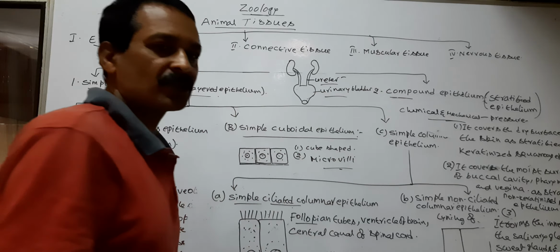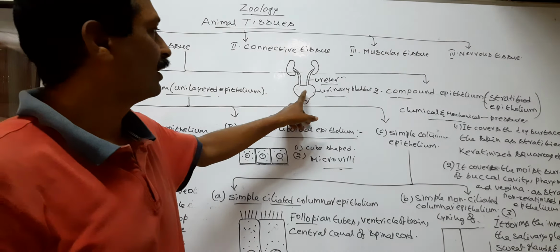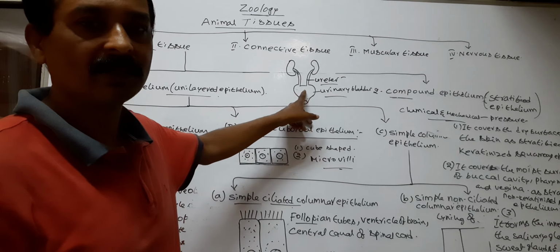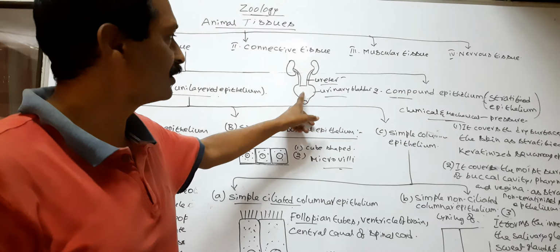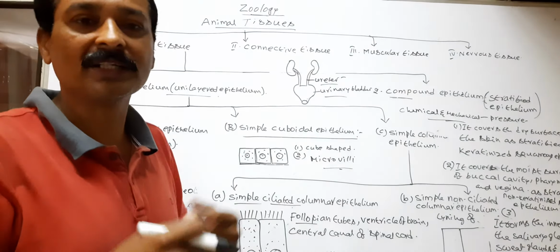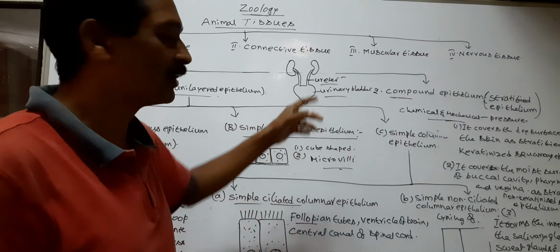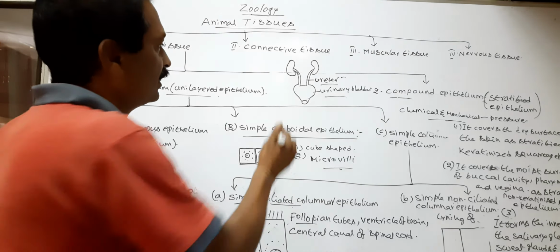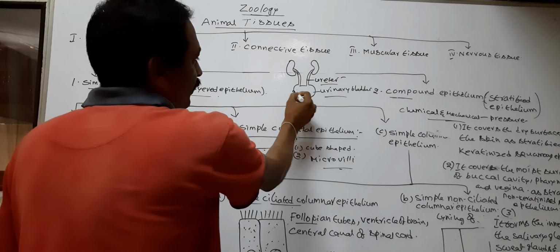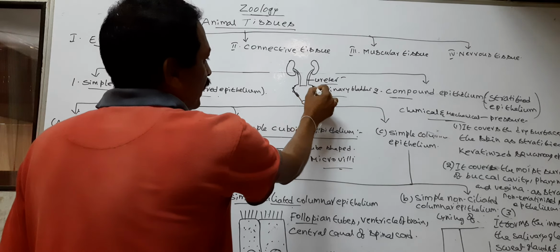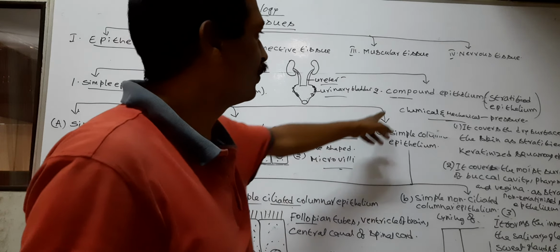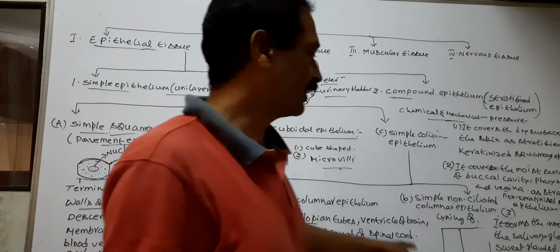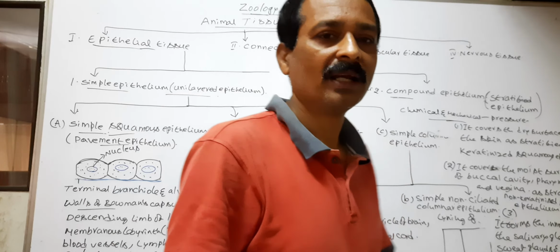Now, the urinary bladder stores the nitrogenous waste along with water. The nitrogenous waste along with water is called urine. So the urinary bladder stores the urine before its elimination. The wall of the urinary bladder possesses compound epithelium. The compound epithelium in the wall of the urinary bladder is called transitional epithelium.